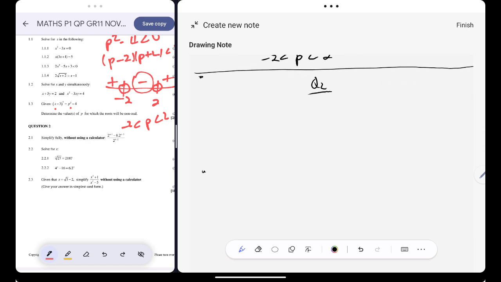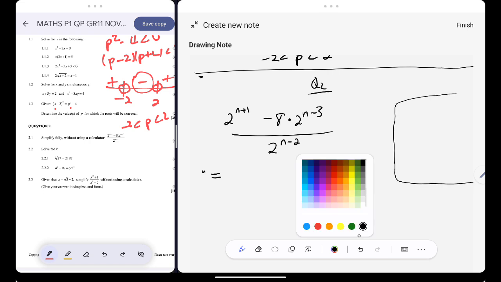Question 2, I'm asked to simplify without the use of a calculator. I have 2 to the n plus 1 minus 8 times 2 to the n over 2 squared. Lesson number 6, guys, is on exponents. Please note that whenever you have a plus or a minus separating your terms, the first thing you must do is to separate your exponents. We separate our exponents by using these two famous rules. Let me write them in red.